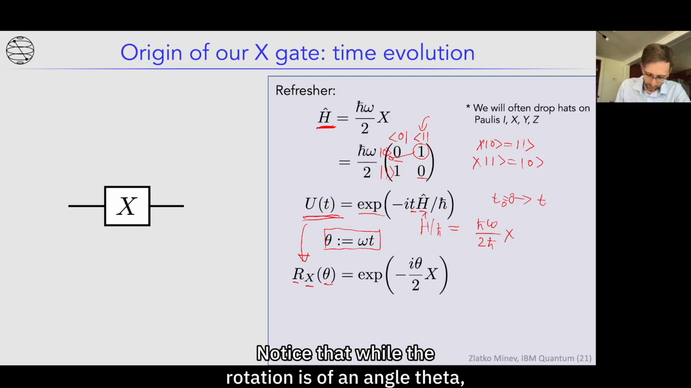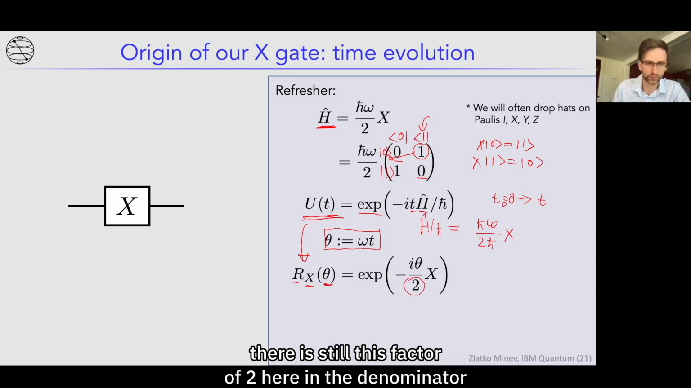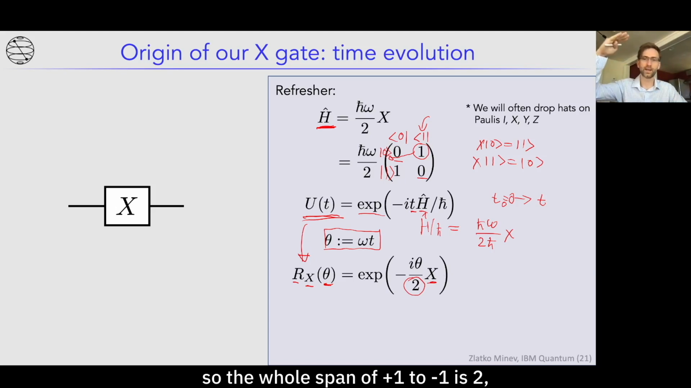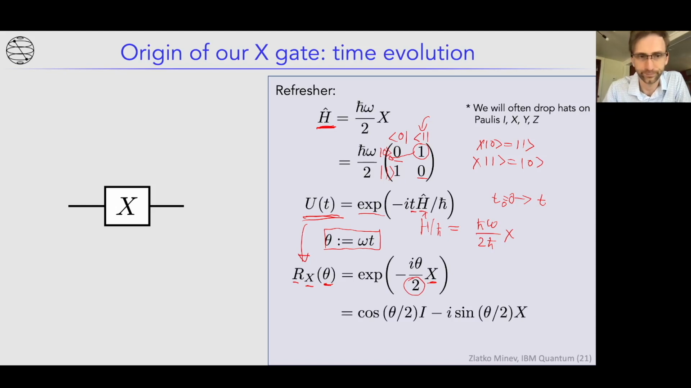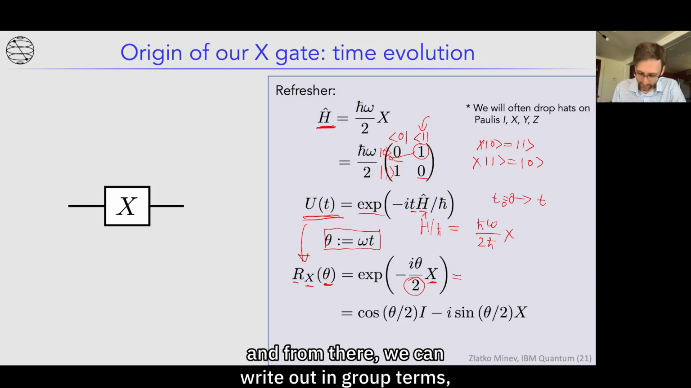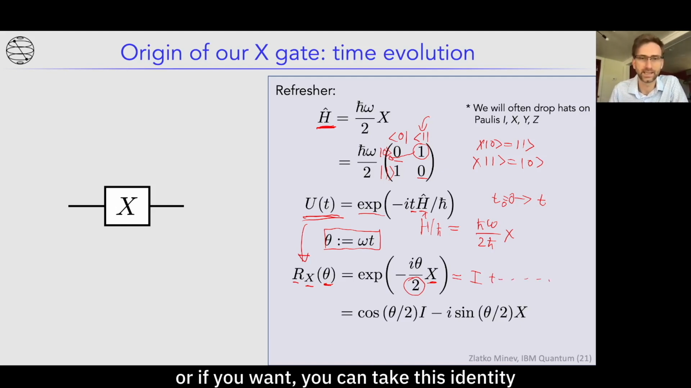Notice that while the rotation is of an angle theta, there is still this factor of 2 in the denominator of the rotation, and that 2 essentially normalizes the spectrum of the X operator, since X is plus 1 and minus 1, so the whole span of plus 1 to minus 1 is 2. And if we now use some trigonometry and algebra, we can expand this exponential as a Taylor series if you want. And from there we can write out and group terms, or if you want you can take this identity as either an exercise or as a given.